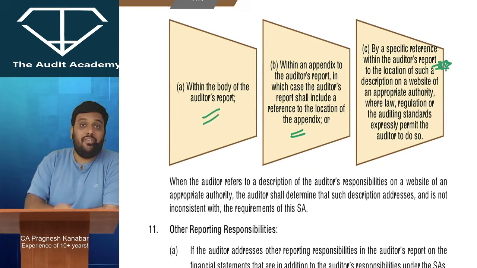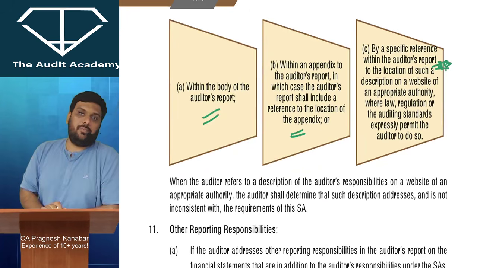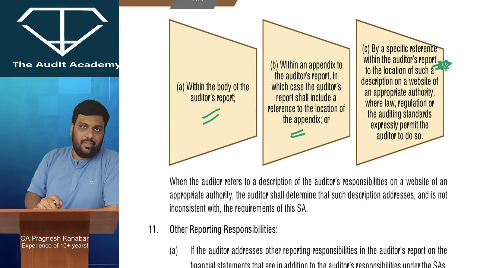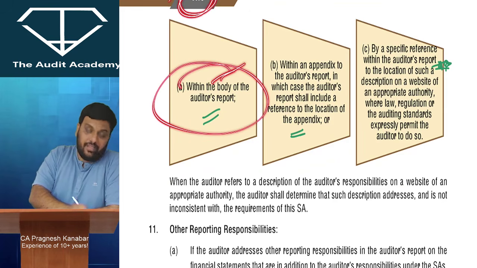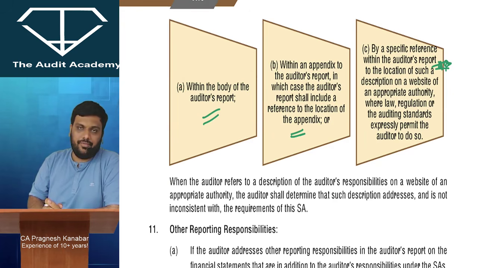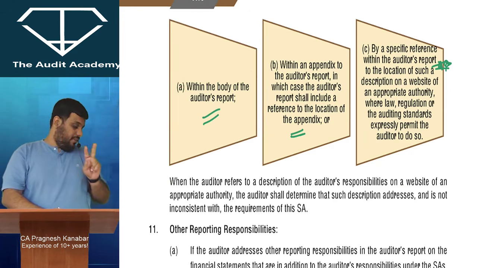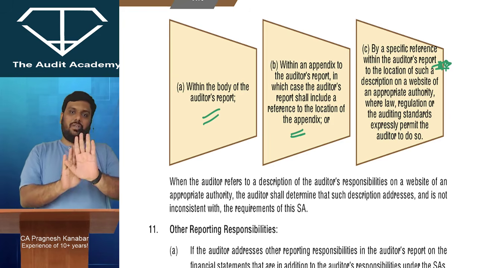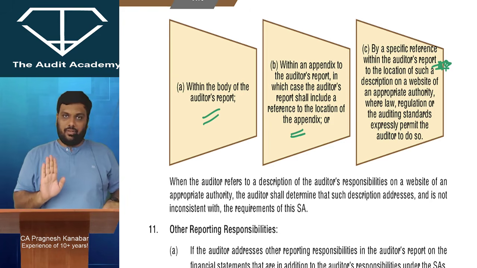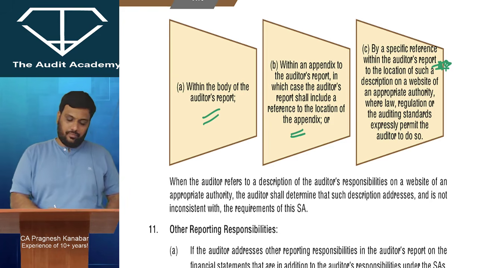There are 3 ways of presenting the auditor's responsibility paragraph. One is that you mention it within the auditor's report itself. It is given in 7.16, location of auditor's responsibility. One is you write it within the audit report itself. Second way of presenting it is that you give it as an annexure. So this is your main report and then there is an annexure. You give it as an annexure.